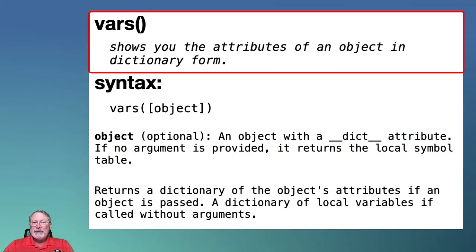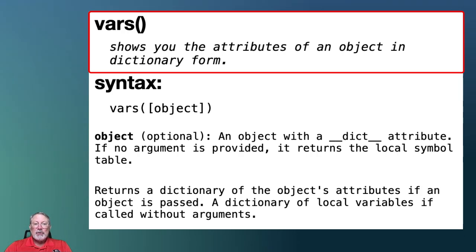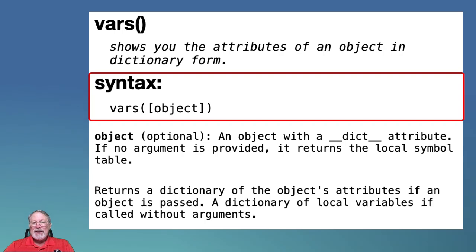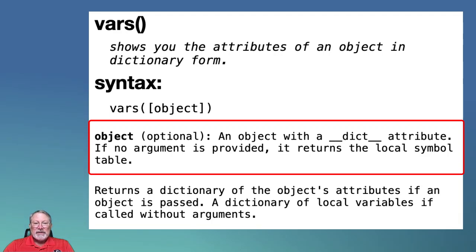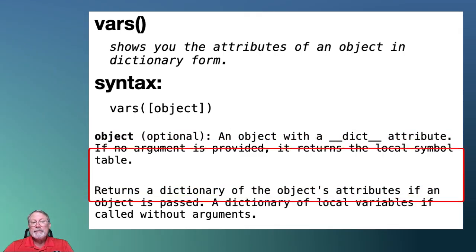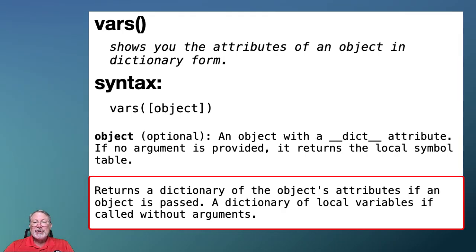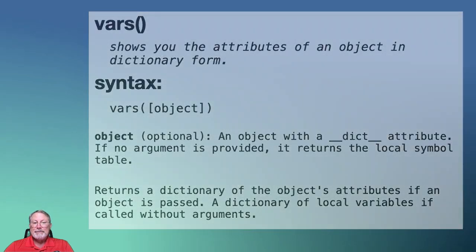It's a Python built-in function that returns the dictionary attribute of an object or the current local scope as a dictionary. Here's the syntax: vars and an optional object. The optional argument is the object whose attributes you want to inspect. If it's omitted, it returns a dictionary of the current local variables. The result is a dictionary that represents the object's namespace or the local variable scope.